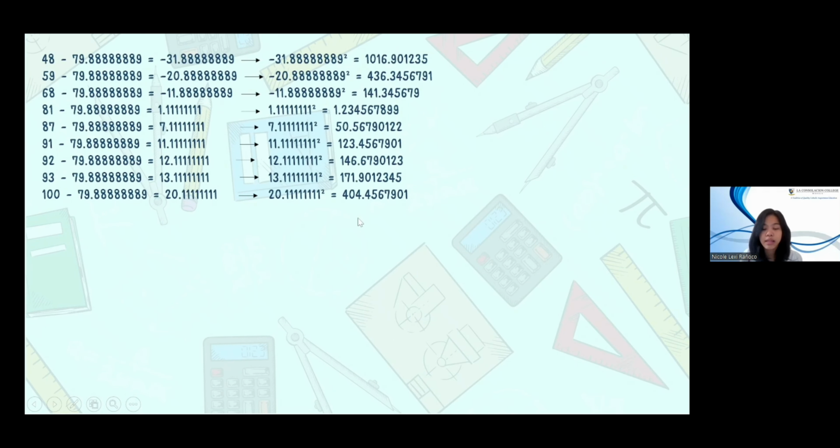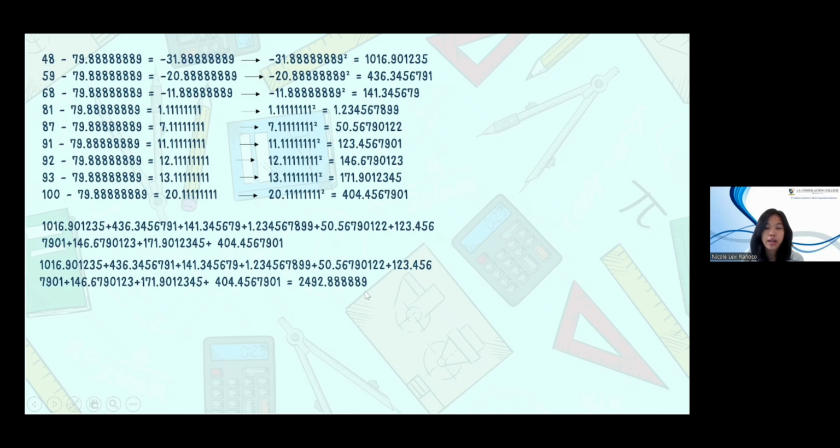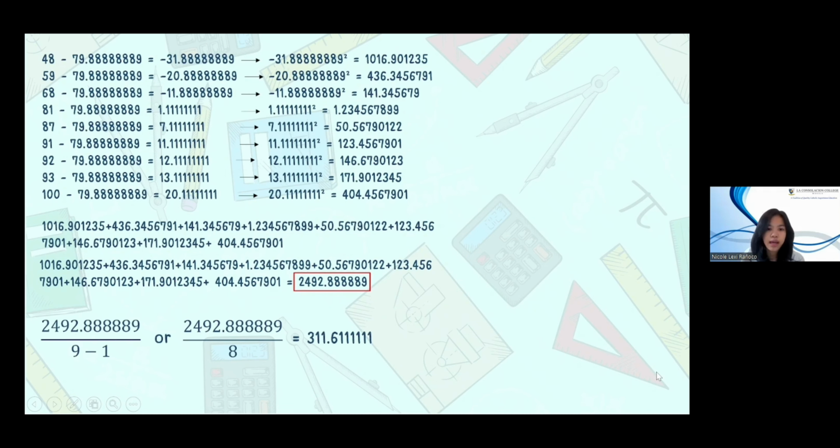And after that, we will identify the square of each deviation. So as you can see here, I squared each deviation, and after that, we would need to find the sum of the total square deviations, which is 2492.888889. So after that, we would need to divide their summation by n-1, or 9 minus 1, or 8, which would result to 311.611111, which would be our variance.